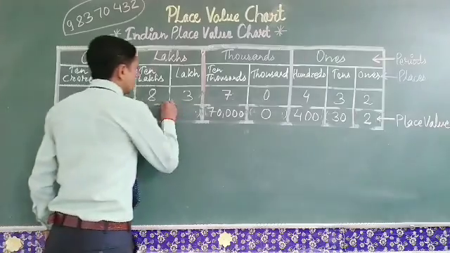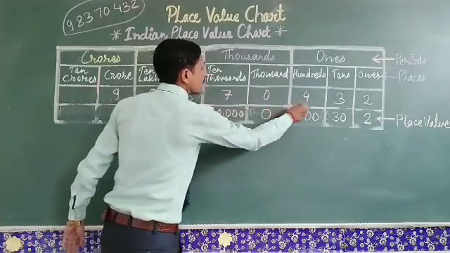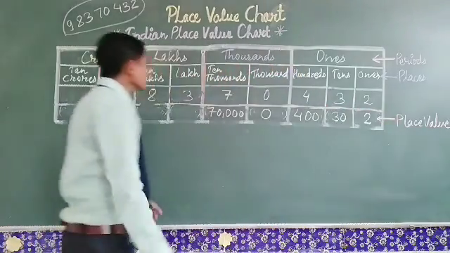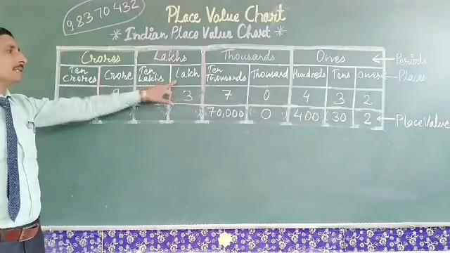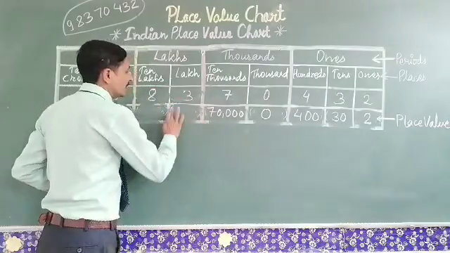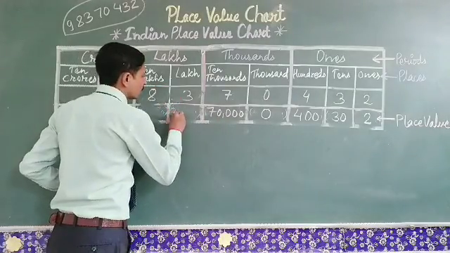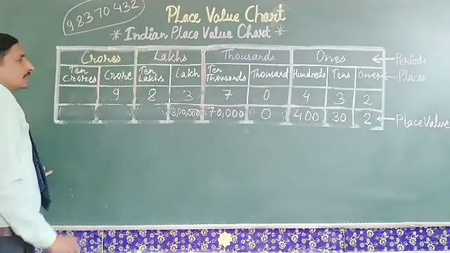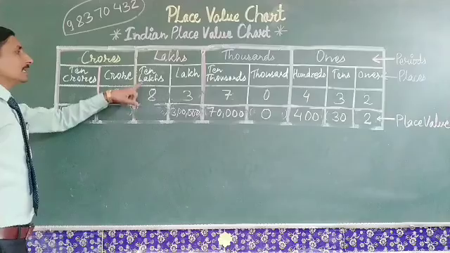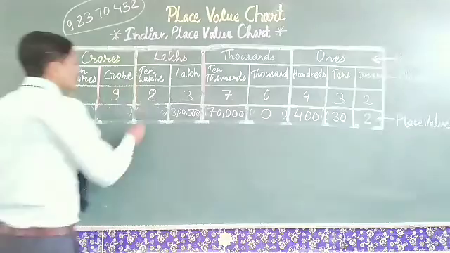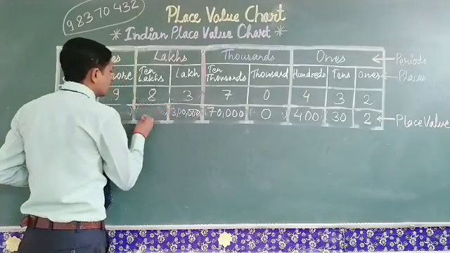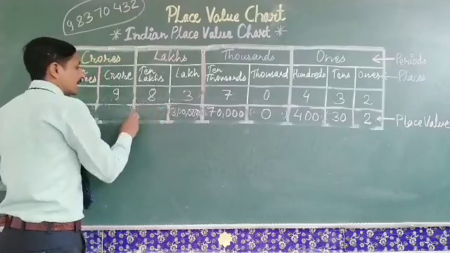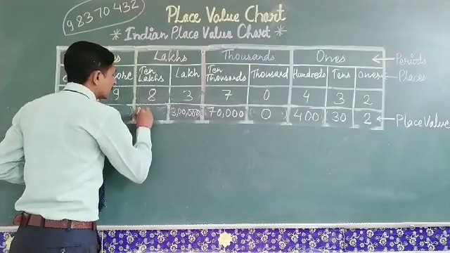And in the same way, 3 falls in lakhs place, so the place value of 3 is 3 multiplied by lakh equals 3 lakh. And in the same way, 8 falls in ten lakhs place, so the place value of 8 is 8 multiplied by 10 lakh equals 80 lakh.